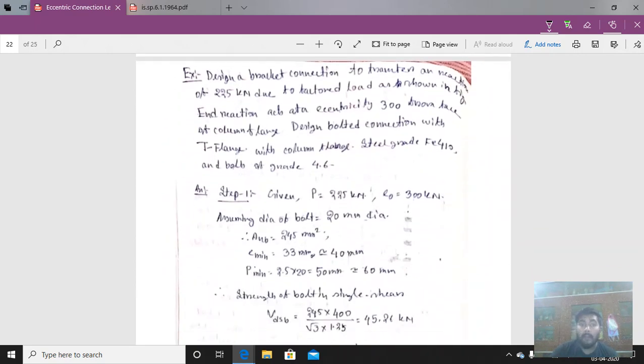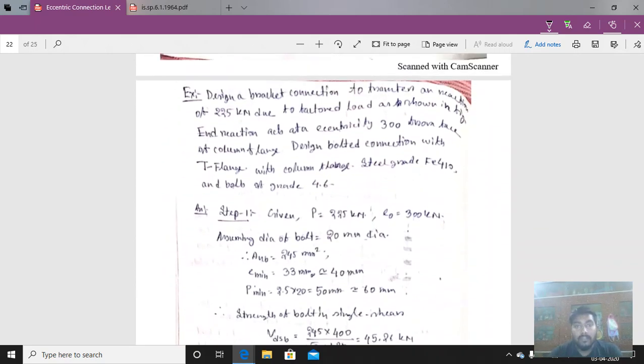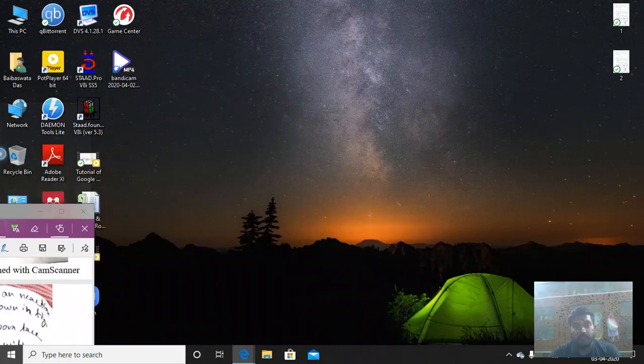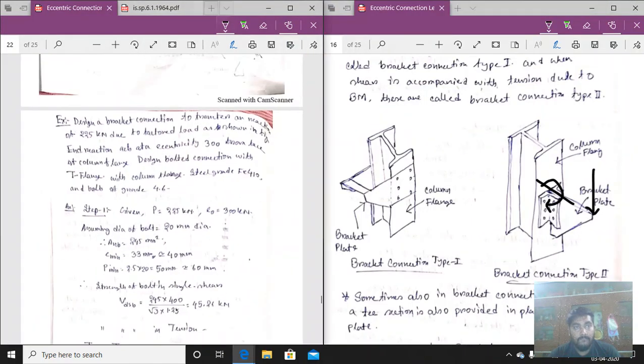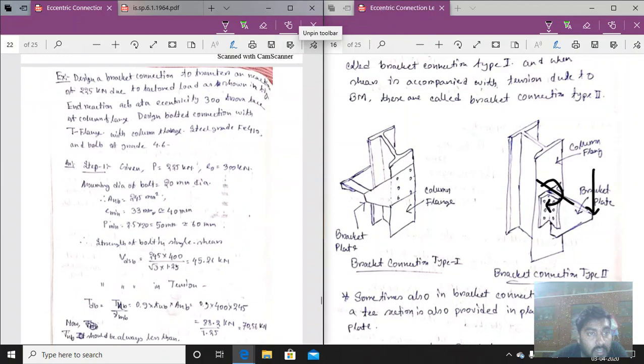Now we will see a problem. Okay, so let us do the problem. How much time is there? 1 minute 28 seconds. Okay, one hour is over. So we will start with the problem, that is the given P value.